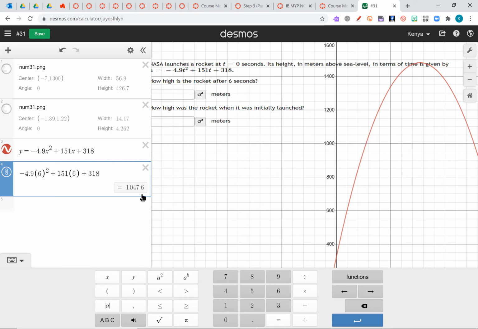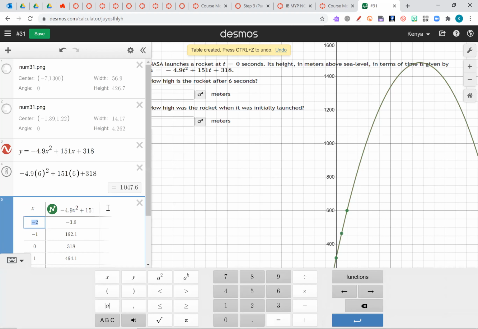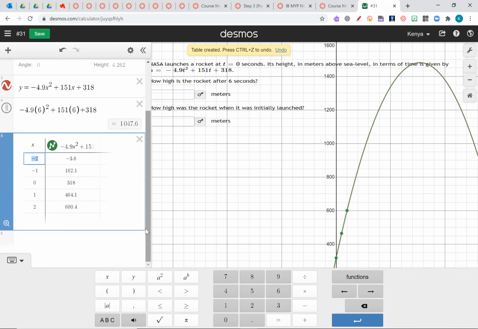Now, we can also find the answer by looking at the table. So you can take this function here, and I'm going to leave that function there, and I'm going to use this one to create the table. Go ahead and click on the gear, and that's going to allow us to turn this function into a table. So I click table, and there goes our table. And I want to know at 6 seconds, what is the height? So you can type in the number 6, and it will give us the height the rocket was off the ground, which is 1,047.6. So we've answered the question.